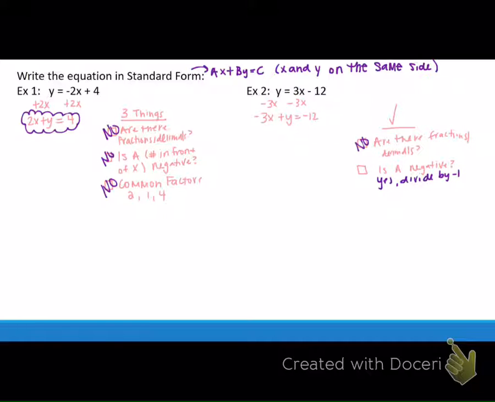Okay, divide every piece by negative 1. So we divide every piece by negative 1 because we had to say yes there, which means you basically just switch all the signs.